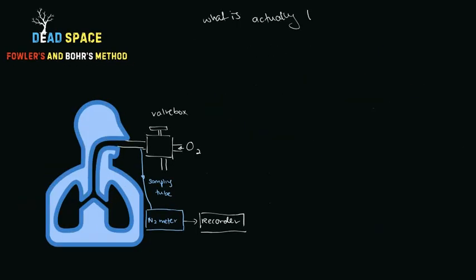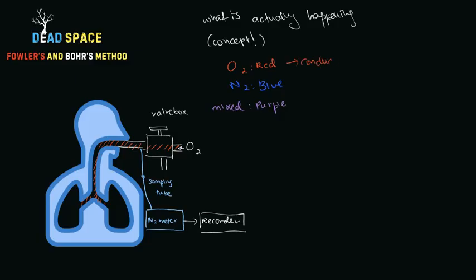I hope you're clear with the procedure, because now we're going to talk about what actually is happening, the concept behind Fowler's method. To help understand better, I would like to illustrate different gases with different colors. You have pure oxygen, colored red, pure nitrogen, colored blue, and a mixture of oxygen and nitrogen will give us a mixed color purple. So when the subject breathes in 100% oxygen, the oxygen will fill the conducting airways, the nostril, the mouth, the pharynx, the trachea, and the bronchus. So this part is completely only 100% oxygen.